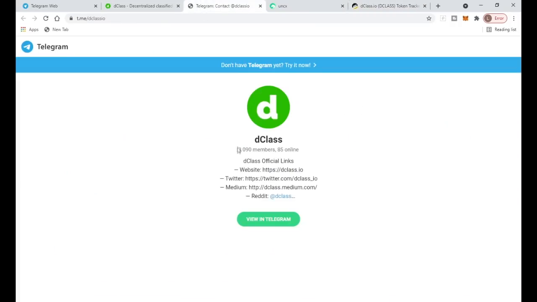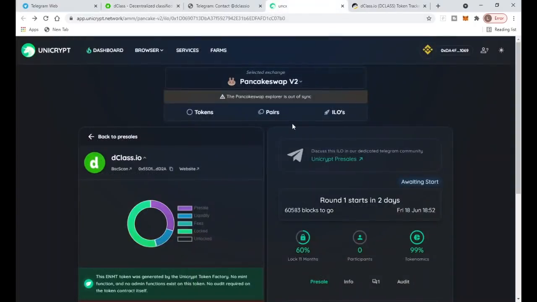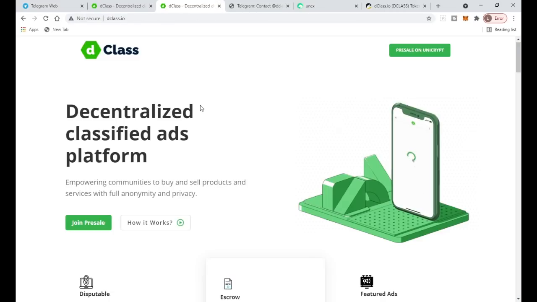The Telegram has about 3,090 members, so there's a lot of people ready to jump on this. I can't wait to see how quickly this goes up and gets bought out during pre-sale. Links will all be down below in the description. This is dClass.io and I feel very, very bullish on this project just because adverts make a lot of money.